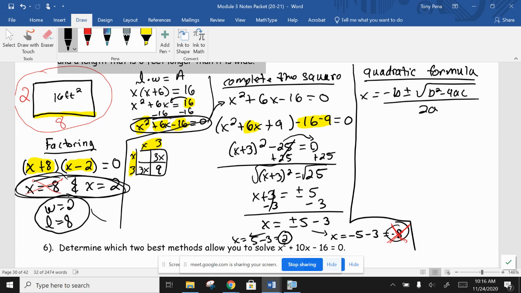All right. So if we identify our A, B, and C, the A would have been a 1. The B would be this 6 here. And then the C would have been this negative 16 right here. All right.